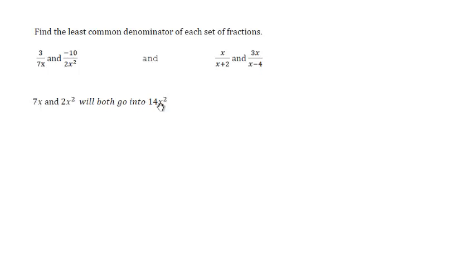7 and 2 will both go into 14. X and x squared will both go into x squared. So with the least common denominator, you list the highest exponent of the base. And here, x plus 2 and x minus 2 have nothing in common, so their least common denominator is the product of those two factors, x plus 2 and x minus 2.